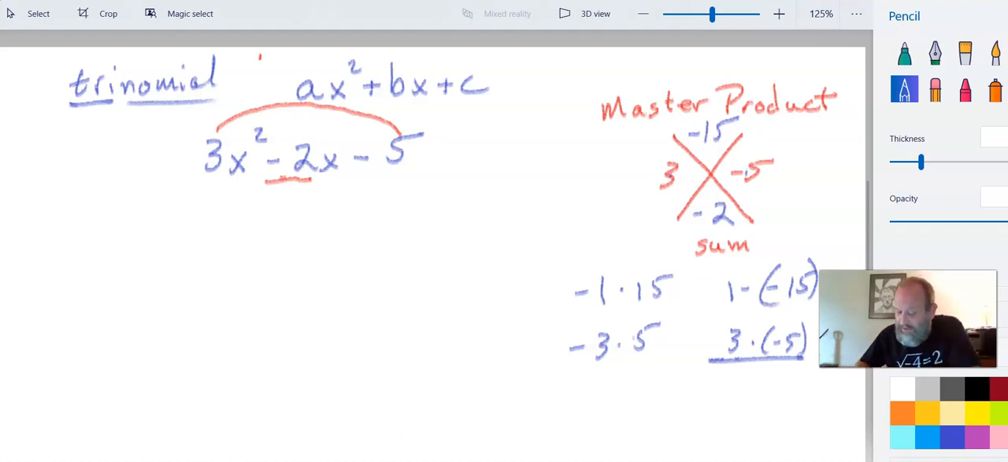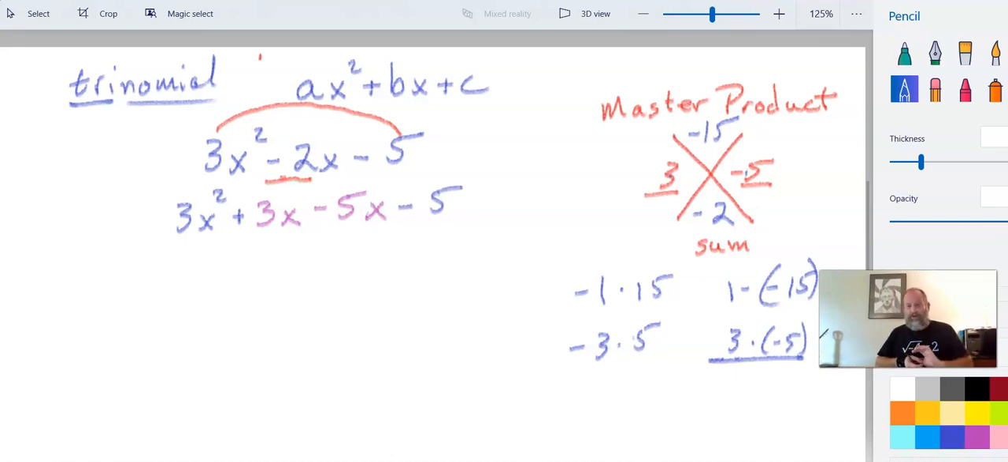These are the numbers that we needed to find, and this is how we use them. We're going to break up this middle term into 3x minus 5x. If I collect those two like terms together, I get negative 2x still, so I haven't changed the value of the problem. Then I'll bring everything else down here, and that's a positive term, and that would be minus 5. Now we have 4 terms in our polynomial.